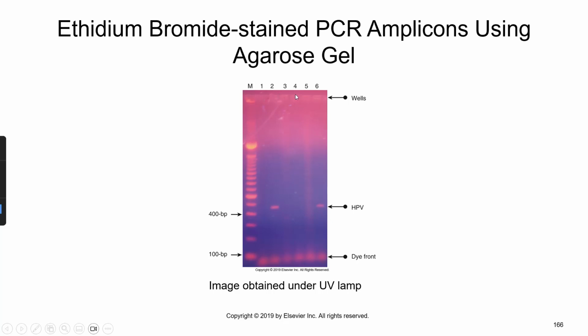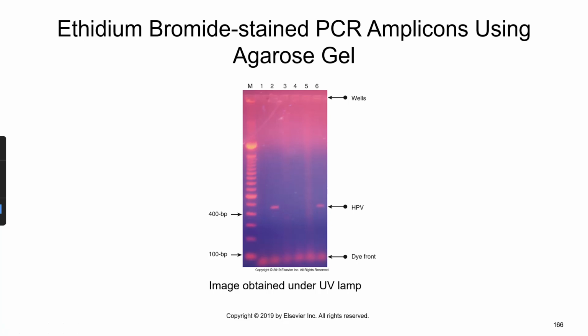So there's different patient specimens. This first well here is just a marker, and this marker is of known base pair lengths. So like this marker right here says that this is exactly 400 base pairs. This marker here is a 100 base pair marker. So the dye front is here, and then if the patient had the HPV, you would see that amplicon here. Usually they do a negative control, a positive control, and then if the patient specimen has it, it will have a band in the same area of the gel as the positive control. So that you can see how you would evaluate this.